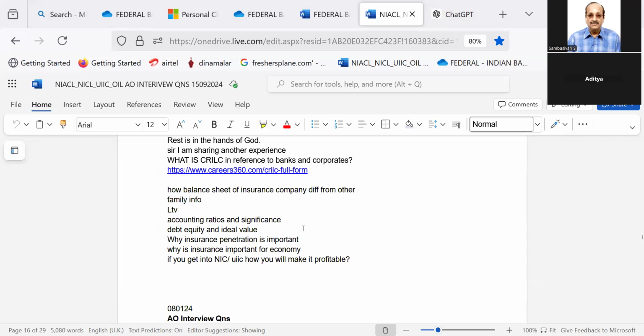Then there can be some silly questions like why insurance is important for the economy, why insurance penetration is important, and at one stage you said 30% of people. What did you say about that? I said 30% people in India don't have health insurance. That's wrong. The actual number must be 90%. Of course, after the recent coverage of the Pradhan Mantri schemes, the number may be correct. Please check whether your answer is correct. How do you come to 30%?